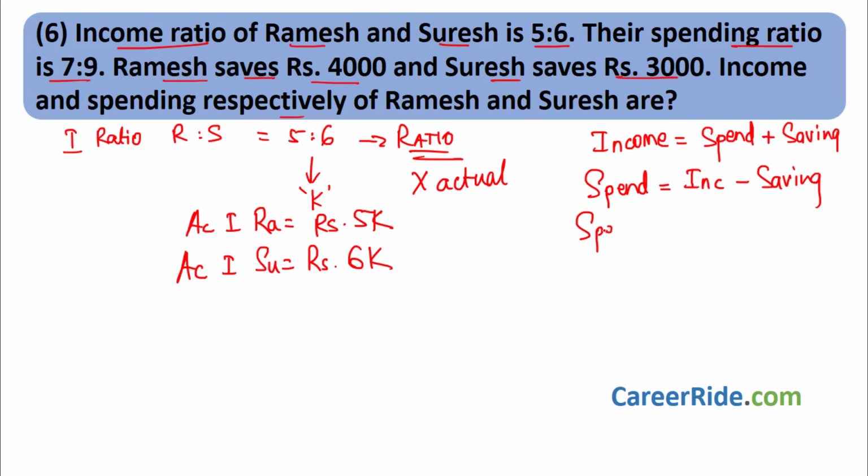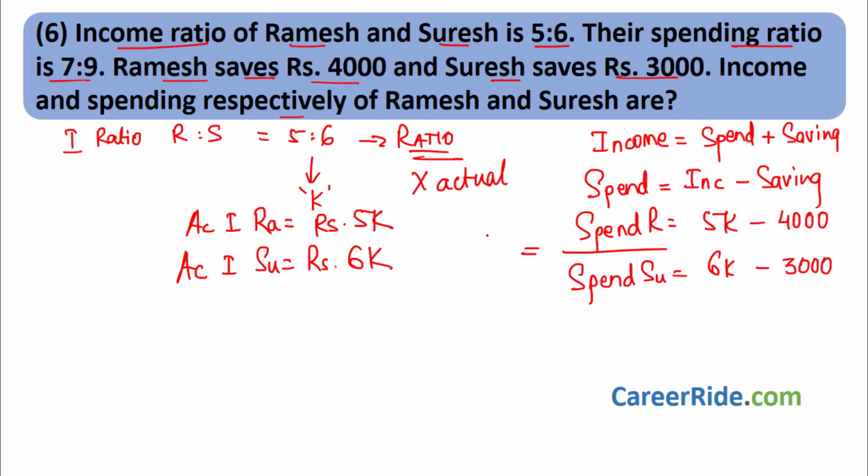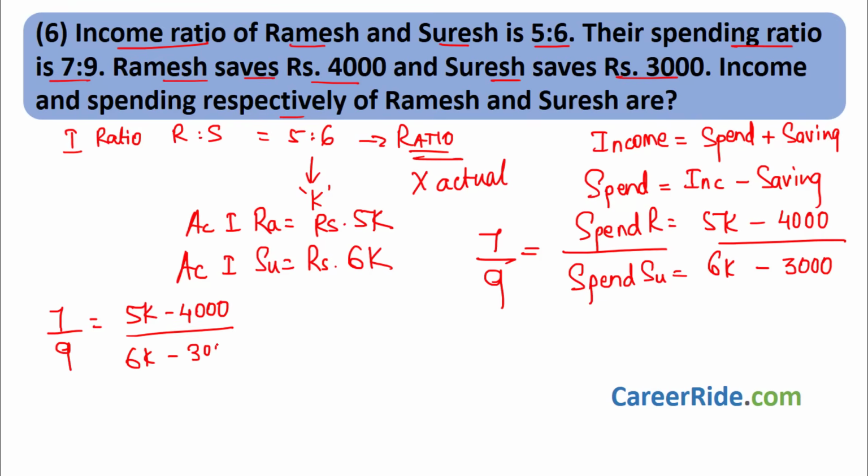Now what is the spending for Ramesh? What is the income of Ramesh? 5K. What is the saving of Ramesh? 4,000, right? What is the spending of Suresh? What is the income of Suresh? 6K. What is the saving of Suresh? 3,000. And they have given spending ratio is 7:9. That means spending of Ramesh divided by spending of Suresh is equal to 7/9. So we will write over here, 7/9 is 5K minus 4,000 divided by 6K minus 3,000.